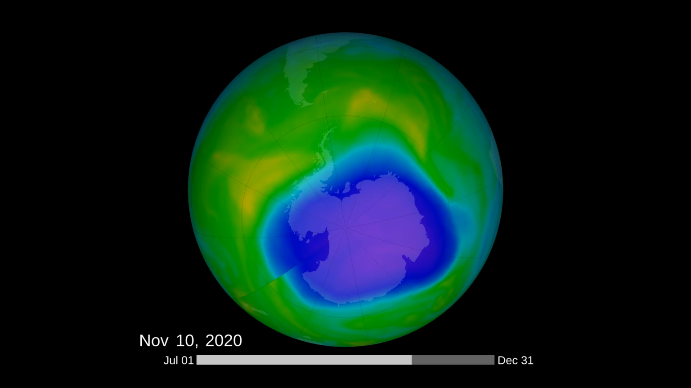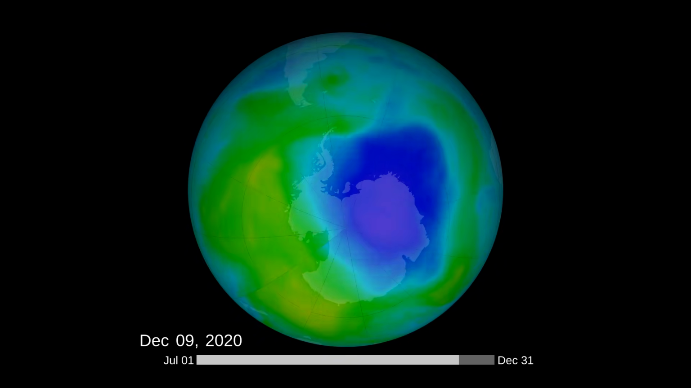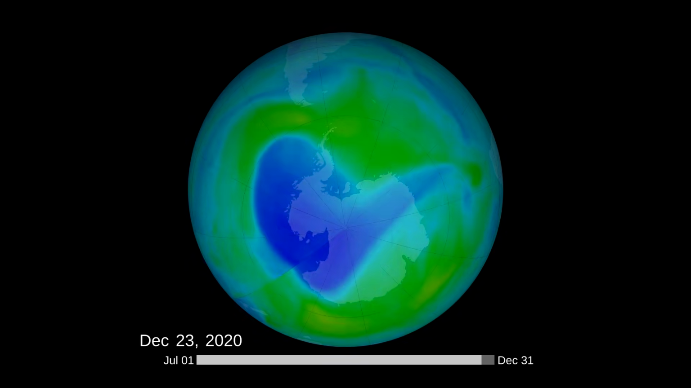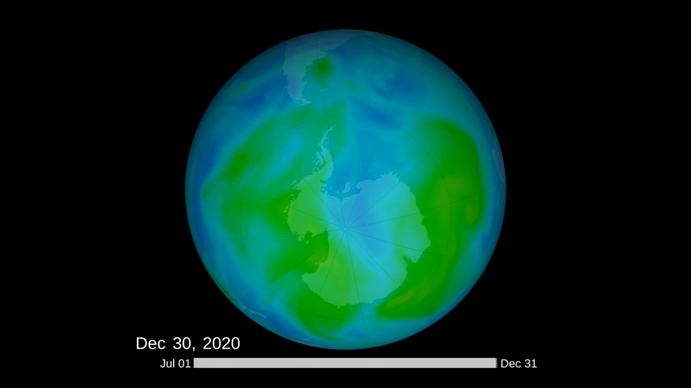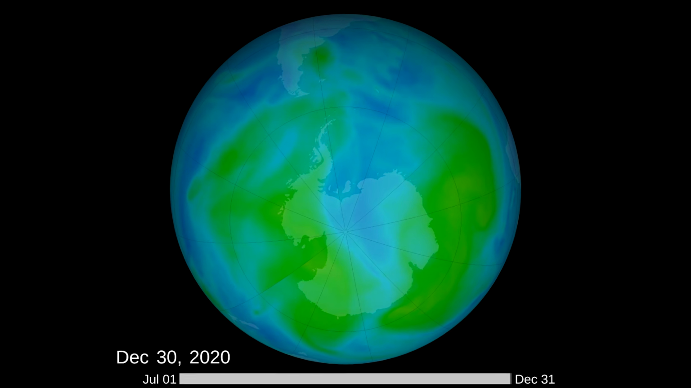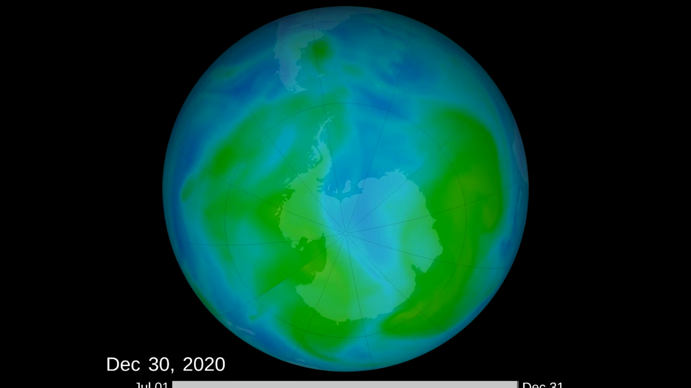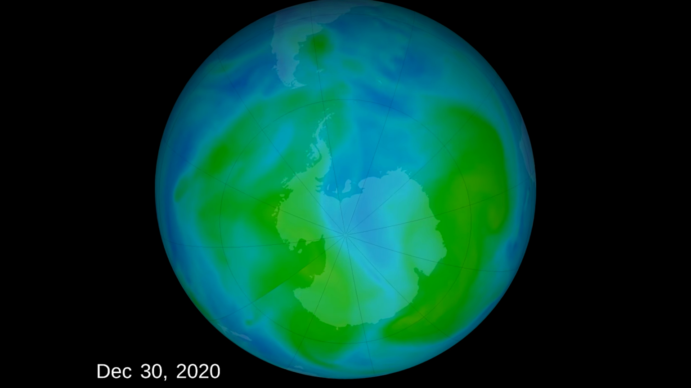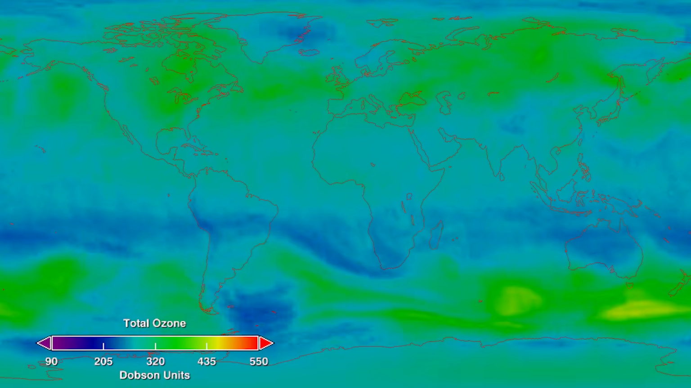In mid to late spring, the vortex begins to break up, and the polar air depleted of ozone is mixed back into the rest of the southern hemisphere. The ozone hole is gone. Ozone depletion has still occurred, it's just no longer all concentrated in one small area. It's spread around the atmosphere.